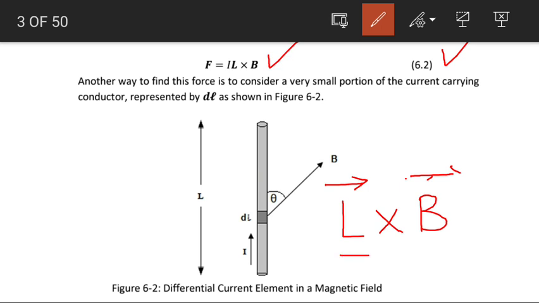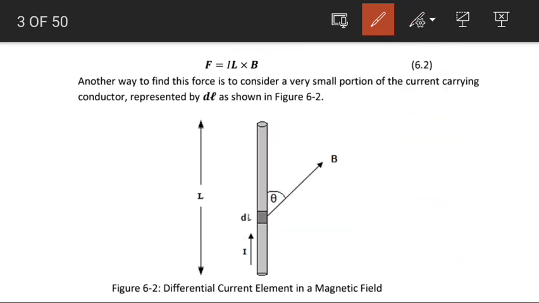So the cross product of these two vectors will result in a new vector quantity which will be equal to LB sine theta, and we can find out the direction of the resultant vector with the help of right hand rule, and the right hand rule will give you the direction of the force. So we can calculate the force on this current carrying conductor with the help of equation number 6.2.